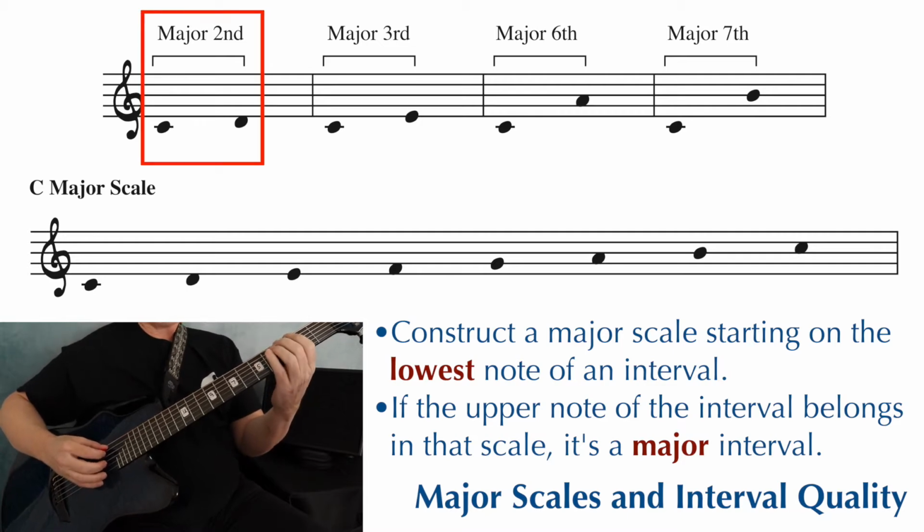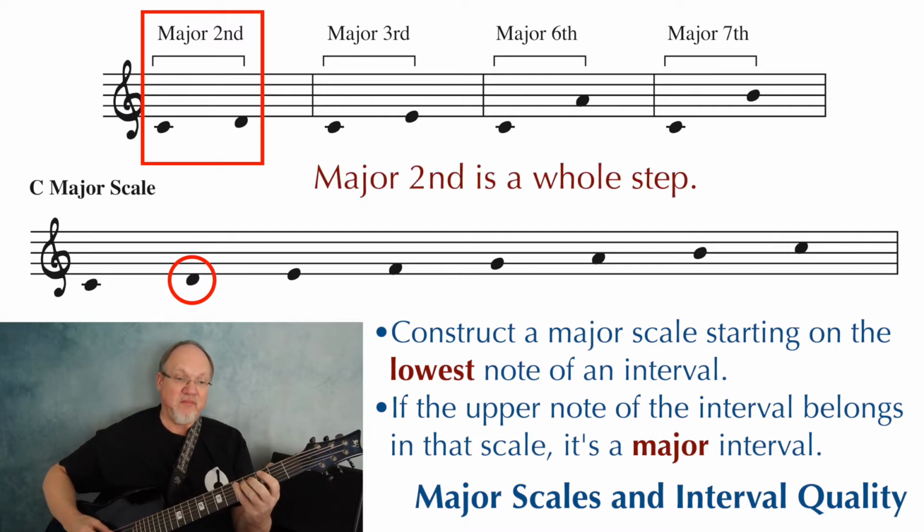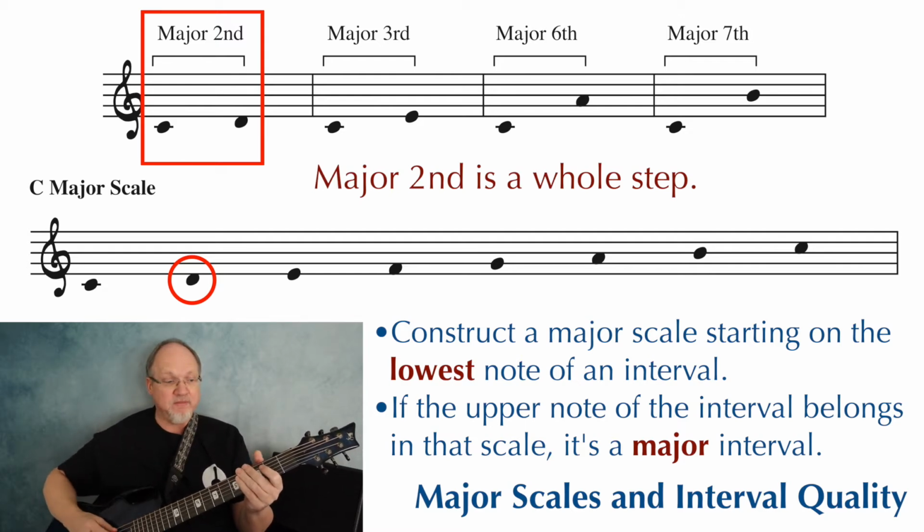C to D is a second, but you can also further classify it as a major second because D belongs in the C major scale. And by the way, that major second is also a whole step. We've done our whole, whole, half pattern to build major scales. That whole step is also a major second.